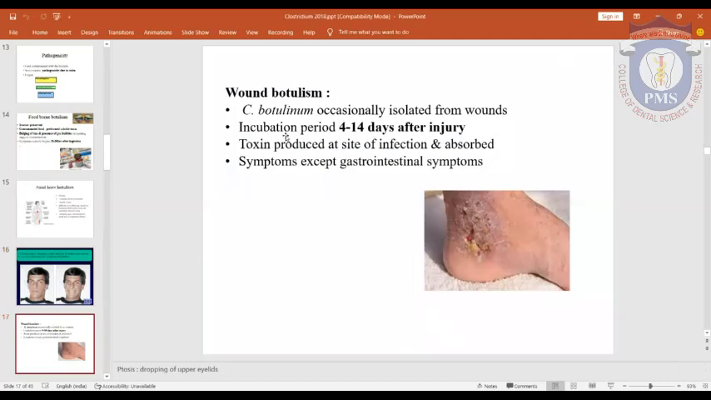Wound botulism. Clostridium botulinum is occasionally isolated from wounds. The incubation period ranges from about 4 to 14 days after injury. Toxin is produced at the site of infection and is absorbed. The symptoms seen are the same, except for gastrointestinal symptoms.